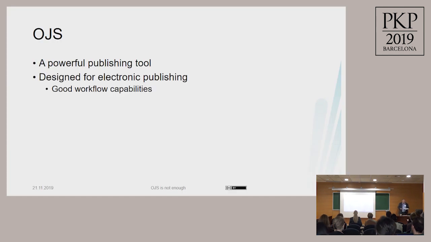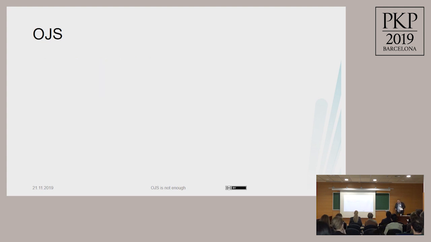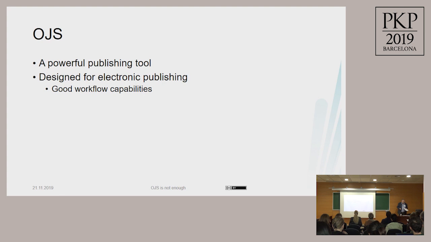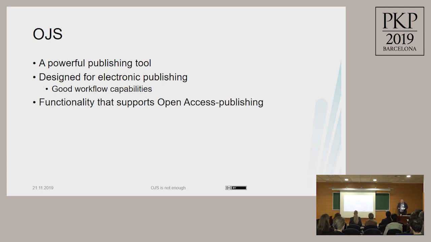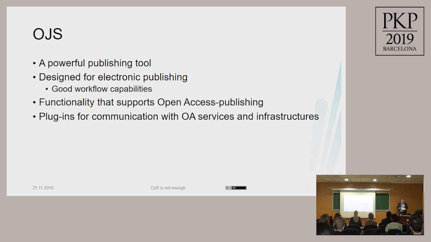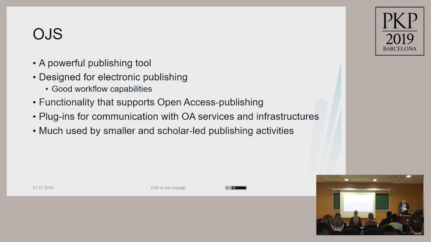Okay, OJS is a very powerful publishing tool. It might not be the perfect one, but it is not in OJS the problems lie. It's designed for electronic publishing. It has good workflow capabilities. It has functionality that supports open access publishing. It has plugins for communications with open access services and other infrastructures, and a wide number of plugins. And it's much used by smaller scholarly publishing services, standalone, university-based, you name it.